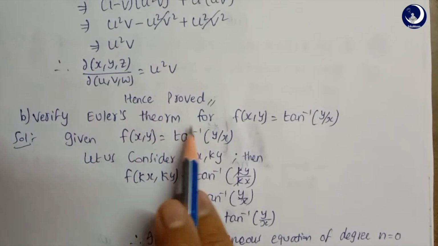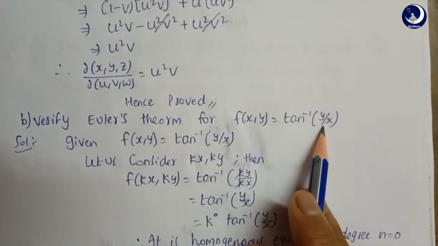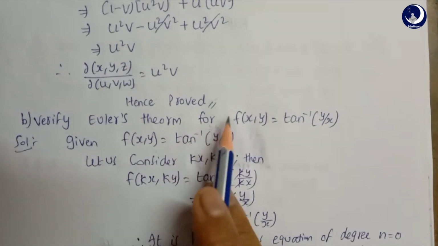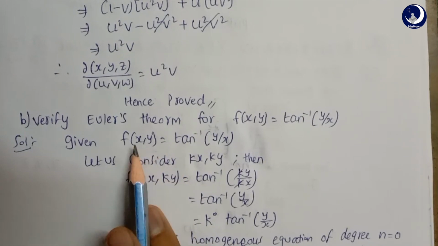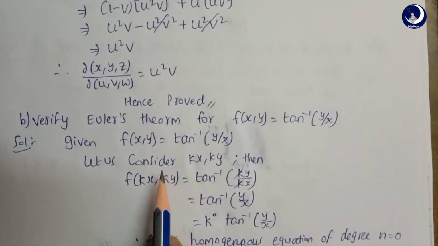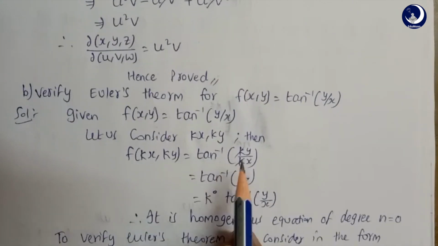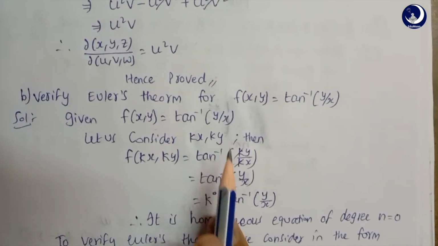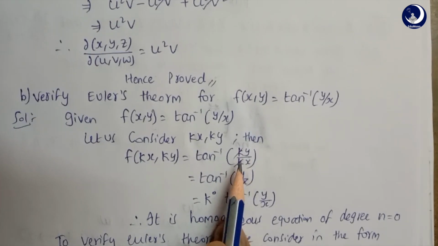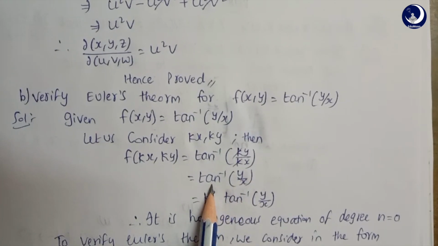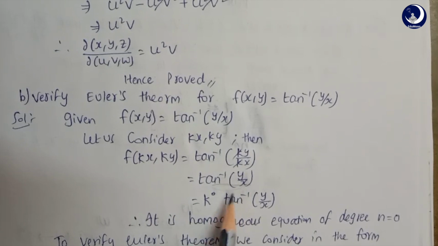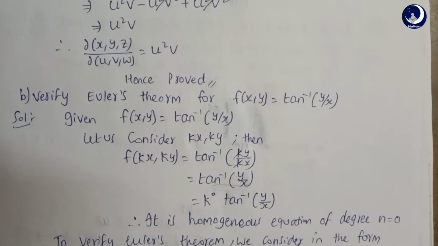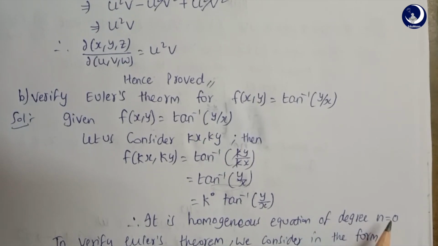Verify Euler's theorem for f(x, y) equals tan inverse y by x. We know that generally we have to find, let us consider kx, ky, where k is a constant. When we apply kx, ky, we find the constants cancel and we again replace the value tan inverse y by x. That means here k power 0 equals 1.